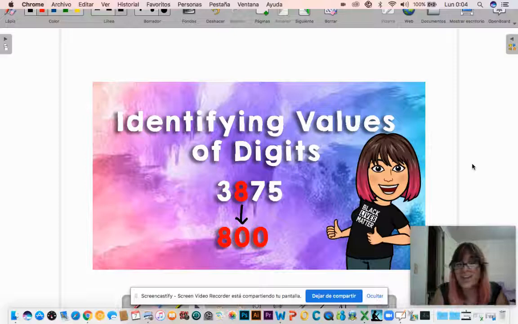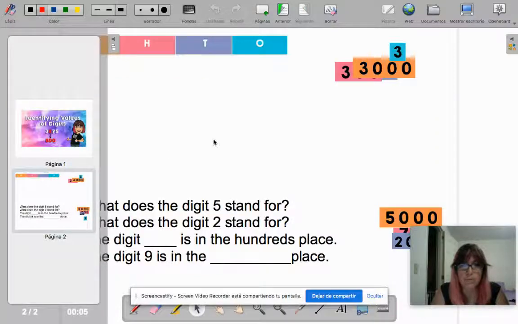Excellent. Okay, today we're going to continue learning about numbers. And today we're going to identify values of digits. As you can see in the title, remember last week I told you that all the digits in a whole number have a special place and a different value. So let's do one example so you remember.